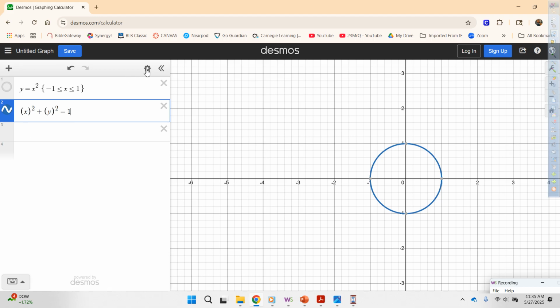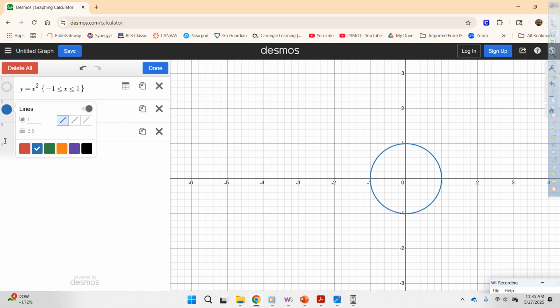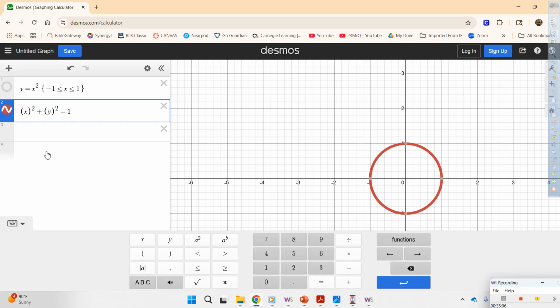I want you to change the color of the circumference. How do we do that? Again, go to the gear, click on the color, and change the color. Make it thicker. I'm going to do a 5 again. However, tell your neighbor what to do to shade the inside of the circle. What do you change to shade the inside of the circle? Yeah, change the equal sign to less than or equal to.